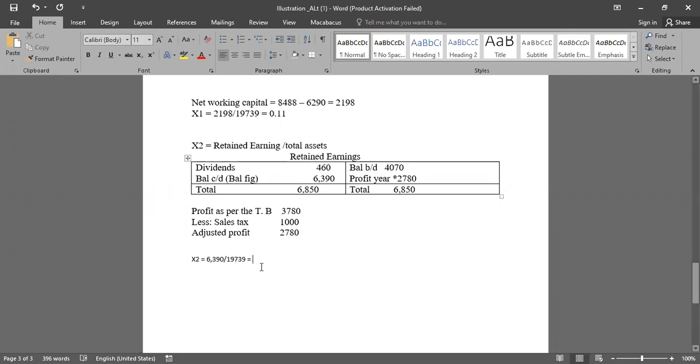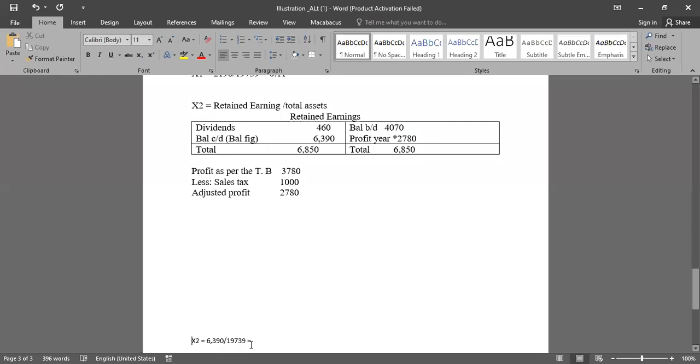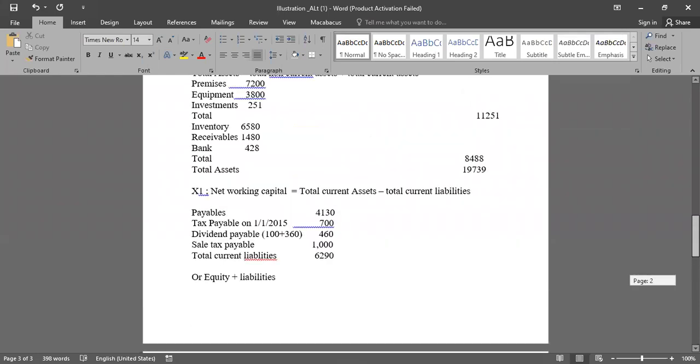What do you get when you divide? Please share the answer. As you share the answer, I can go to the next thing, which is X3. X3 is given by, I hope we're following. I don't want to leave anyone behind.